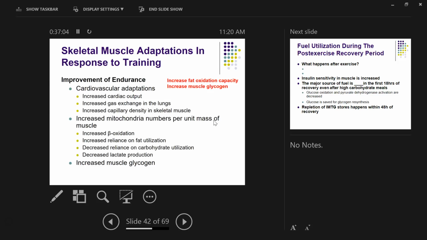After training, you will have all this kind of improvement, right? So muscle glycogen, as I mentioned earlier, is important for the later stage of a race, particularly, right? Because fat oxidation capacity decreases during the later stage. So if you have more glycogen store, that muscle can utilize carbohydrate to maintain the same levels of activity. Any questions?